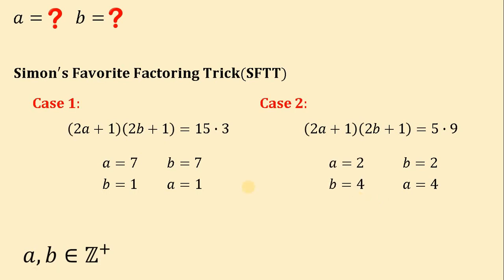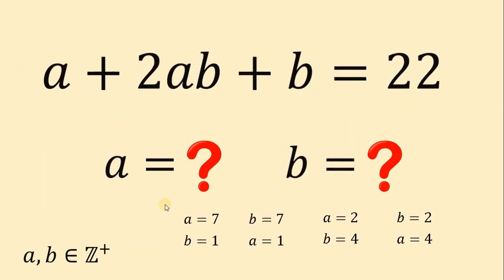Therefore, we have 4 possible answers to this question. If A equals 7, B must be 1. If A equals 1, B equals 7. If A equals 2, then B must be 4. And if A equals 4, then B must be 2. And as always, we are done.